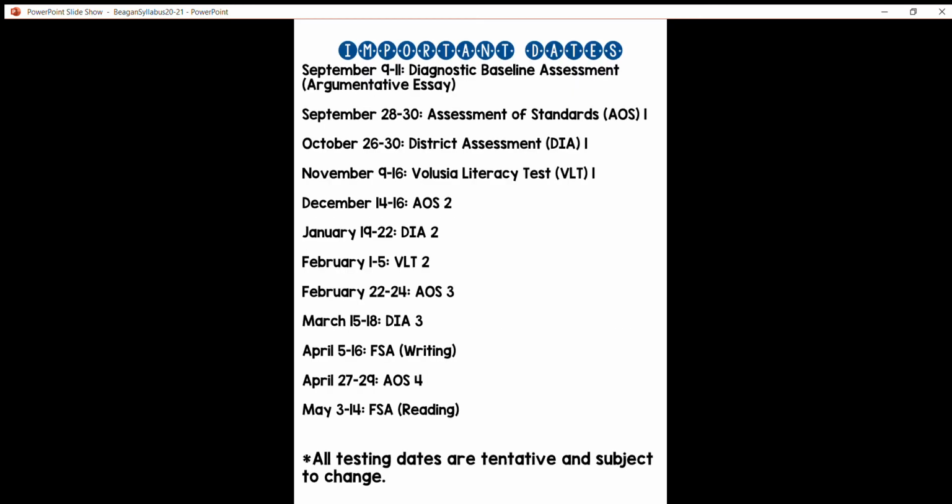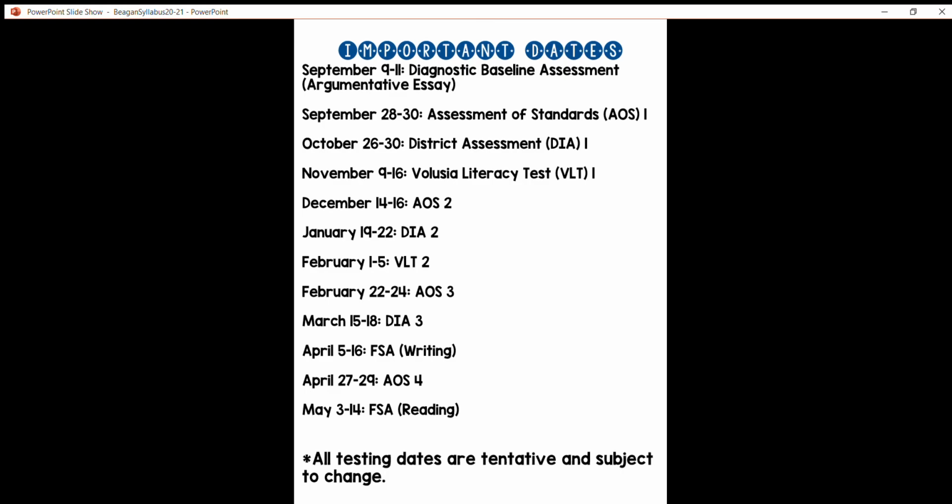And lastly, these are just some important dates. These students just completed their first assessment of standards, which was a reading comprehension assessment. They had to read a passage and answer 6 questions, and that was used in my grade book as a diagnostic grade because it was just trying to assess what standards they learned last year. Coming up at the end of the month is their first district assessment.